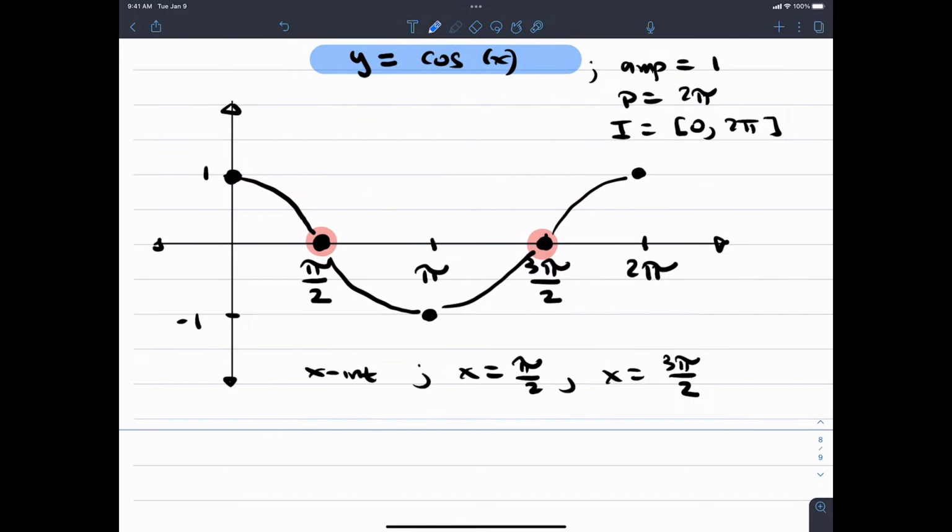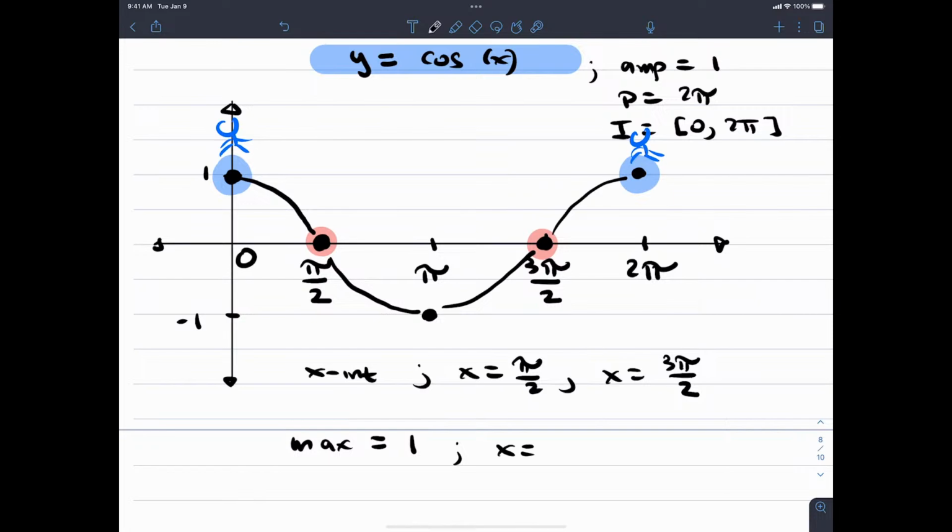Oops, let's get the highlighter. Well, this is where you're at a maximum. This is where you're at a maximum. So if you are standing here and here, you're at the maximum value. Okay? So what's the maximum value of cosine? It's the amplitude. It's 1. Okay? And that happens when x equals what?